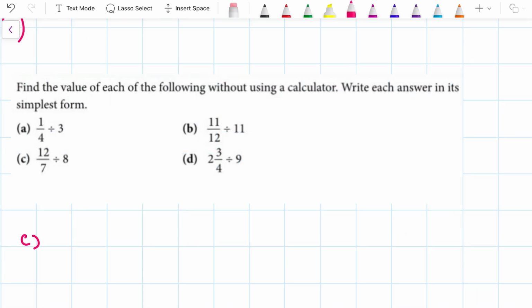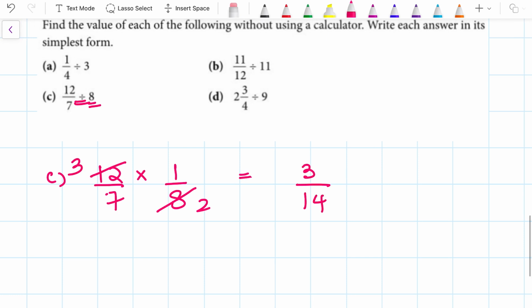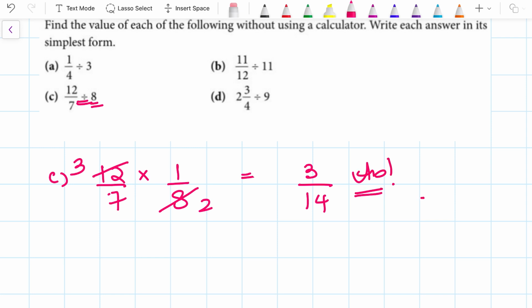Alright, let's take the C part. 12 upon 7 multiplied by 1 upon 8. Now 4 times 2, 4 times 3. Now it cannot be simplified any further, so it becomes 3 upon 14 as my answer.